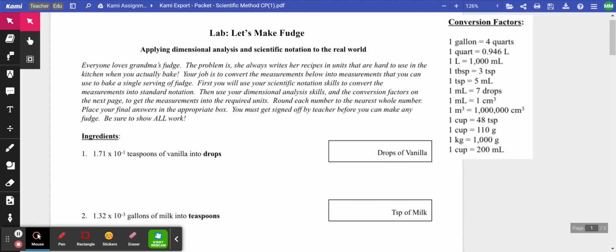Your job is to convert the measurements below to measurements that you can use to bake a single serving of fudge. First, you will use your scientific notation skills to convert the measurements into standard notation, which we did today or yesterday. Then use your dimensional analysis skills and the conversion factor on the next page, which I also got here, to get the measurements into the required units. Round each number to the nearest whole number. Place your final answers in the appropriate box. You must get signed off by me before you can make any fudge. Be sure to show all work.